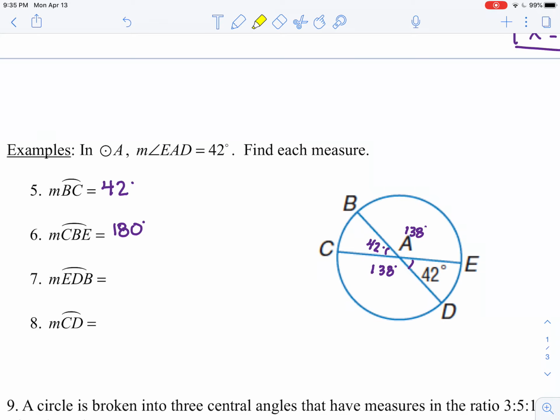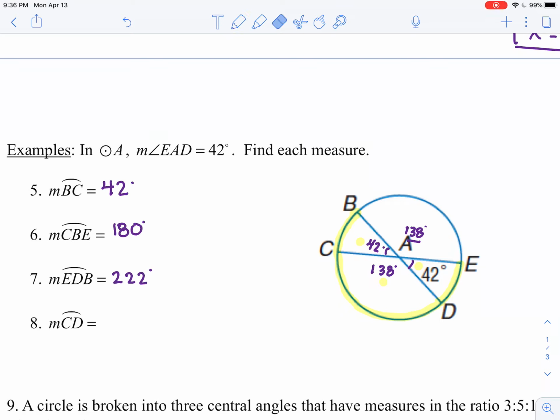In number 7, we're looking for the measure of arc EDB. Start at E, pass through D, end at B. In order to figure out the measure of this major arc, we can either add up all 3 central angles, 42 degrees, 138 degrees, and 42 degrees, or we can also do 360 minus the section that we don't want. So 360 minus 138. Either way, we find that the measure of this major arc, EDB, is 222 degrees.